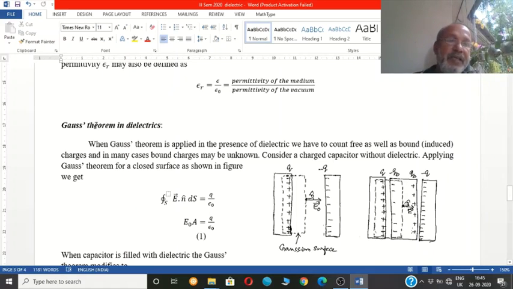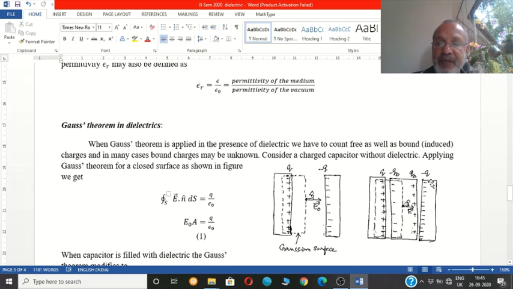We have seen Gauss's theorem in dielectrics. The complication of Gauss's theorem in dielectrics is the presence of bound charges or induced charges. See, in this capacitor filled with a dielectric, in addition to the charge Q, we have got a QB and minus QB, which are the induced charges or bound charges.